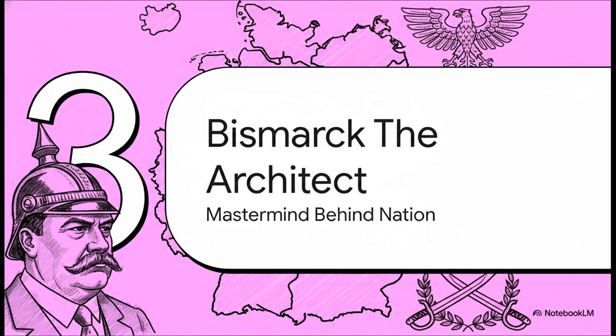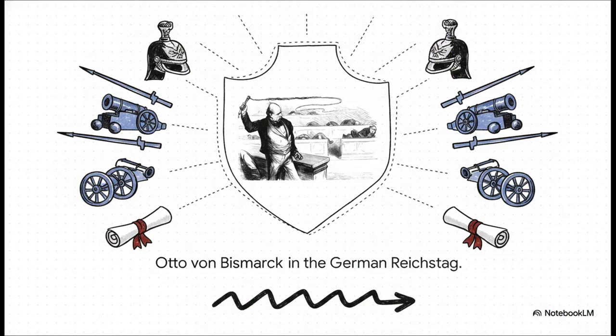Which brings us to Section 3, Bismarck the architect. He is the mastermind behind the whole operation. You simply cannot write an essay on German unification without talking about Chief Minister Otto von Bismarck. He was the true architect here. He orchestrated this entire massive process. But he didn't do it through parliamentary debates or democratic voting. No, he used the sheer might of the Prussian army and the bureaucracy.